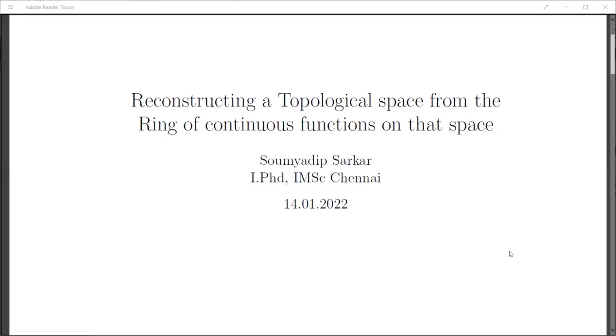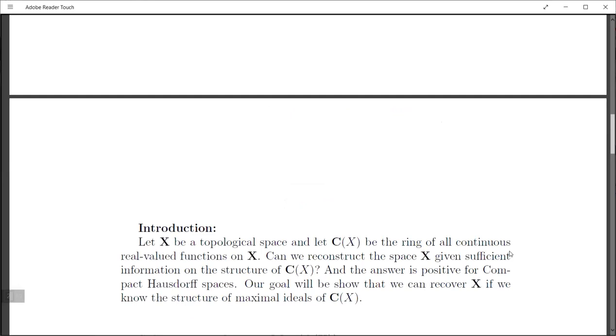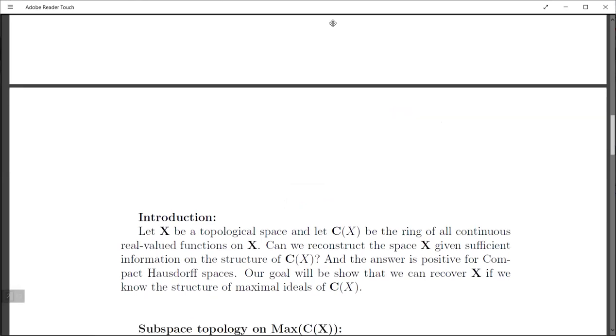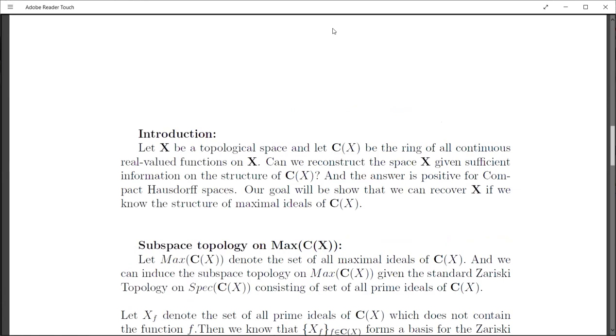Ring of continuous functions on that space. So, right, so we have a topological space X, and then look at the ring of all continuous functions. For example, let's take real valued functions on X. And then the question is, can we reconstruct the space X given sufficient information on the structure of C(X), that is the ring of all continuous functions? And the answer is actually positive for compact Hausdorff spaces. So that is the main content of this presentation.